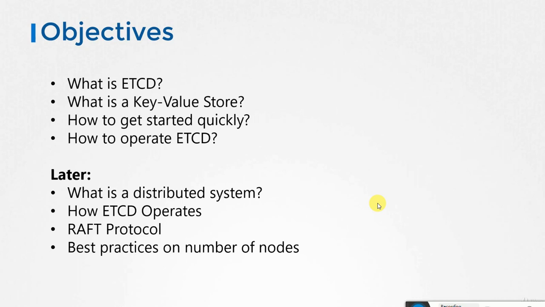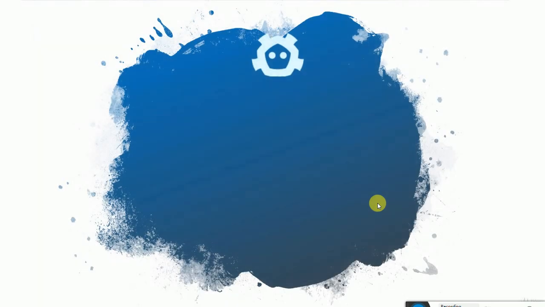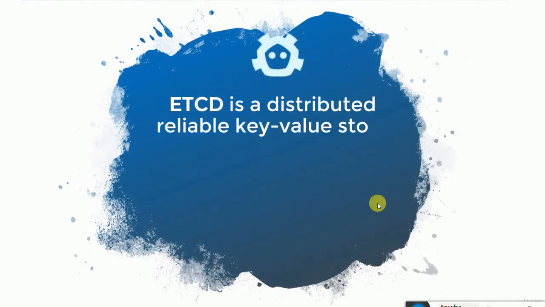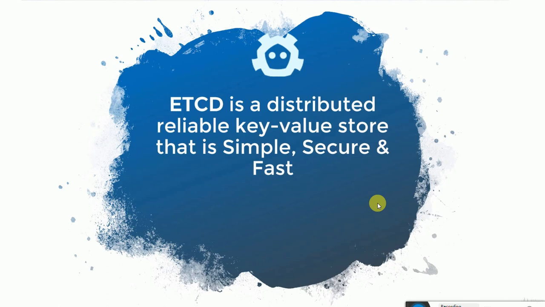Later in this course, when we cover high availability, we will discuss what it means to be a distributed system, how etcd works in a cluster mode, what the Raft protocol is, and what the best practices are around the number of nodes in an etcd cluster. So what is etcd? It is a distributed, reliable key value store that is simple, secure, and fast.